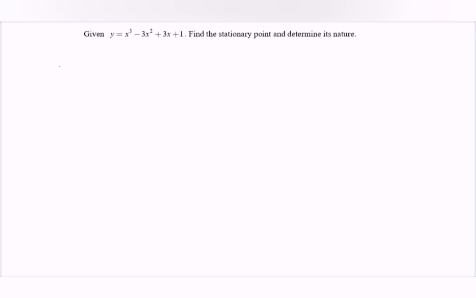So step number 1, we have the situation. Number 2, find y prime. Here we have 3x squared minus 6x plus 3. For y double prime, we will have 6x minus 6.